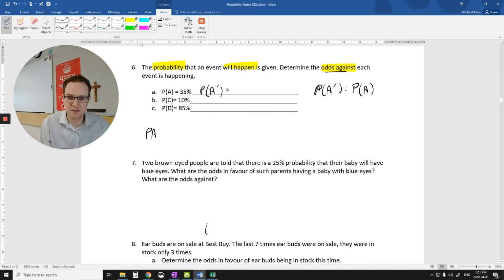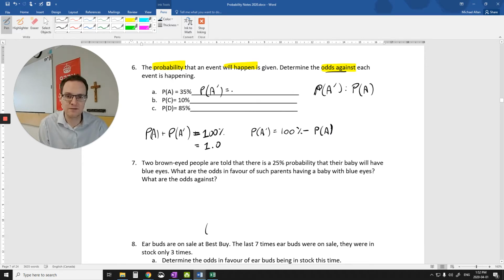Well, what we know about percentages, and I think I talked about it in the previous video, is that if I add the probability of what happens to the probability of not happening, I should get 100% of my answers. If it doesn't happen, then it has to happen the other direction. So these two have to add up to 100%. So if I know that 35% is it happening, then to find out what's not happening I'd go 100% minus the 35, so I get 65%.